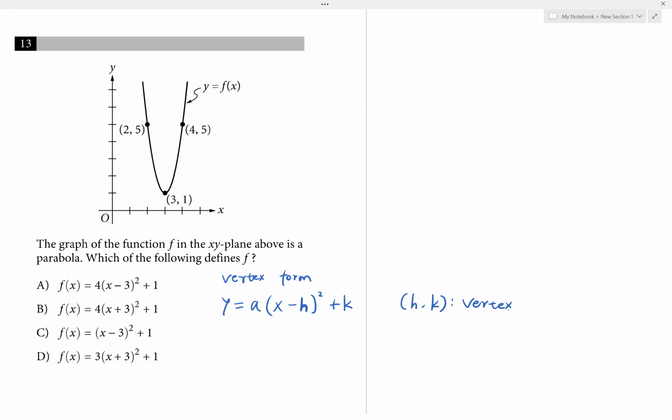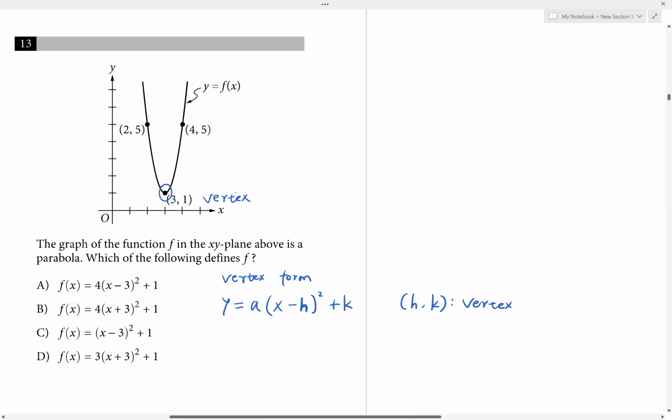And if you look at the graph, where is our vertex? Well, that's the lowest point on the graph, right? So for a parabola, the vertex is either the lowest point or the highest point. So it's like the tip of the graph. Right, so 3, 1, this is the vertex.